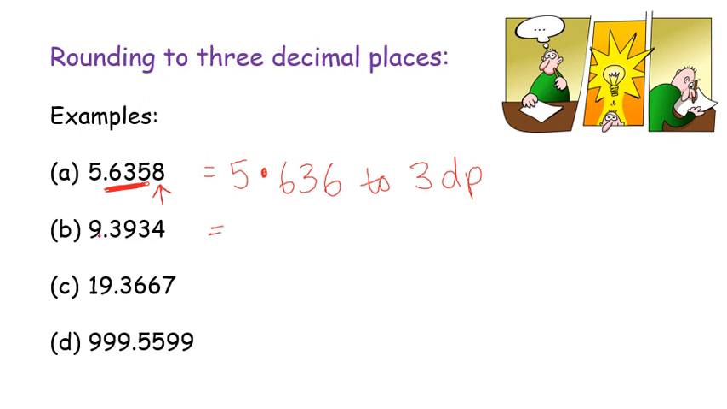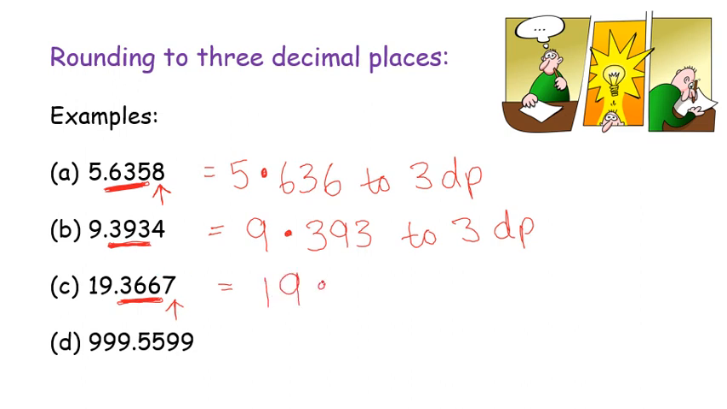In the next example, we have 9.3934. The 4 is going to allow the 3 to stay the same. So 9.393 to 3 decimal places. In the next example, we have 19.3667. So let's underline the first 3 and then look at the next number. It's a 7, which is greater than 5. So we need to round this 6 up to a 7. So we would get 19.367 to 3 decimal places.